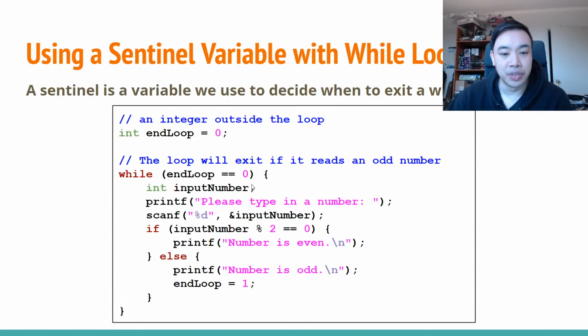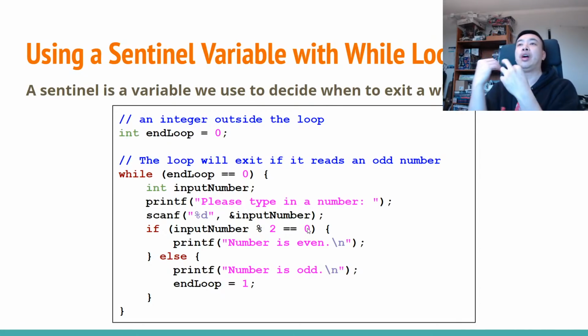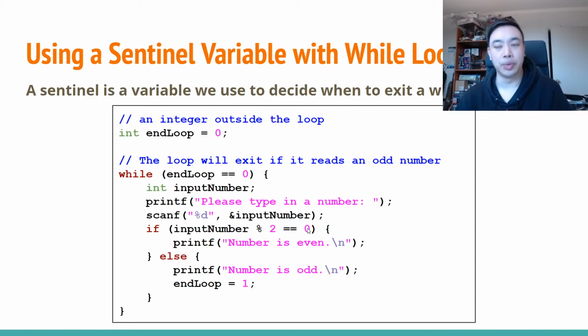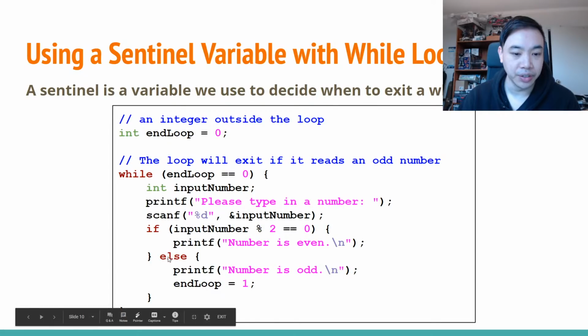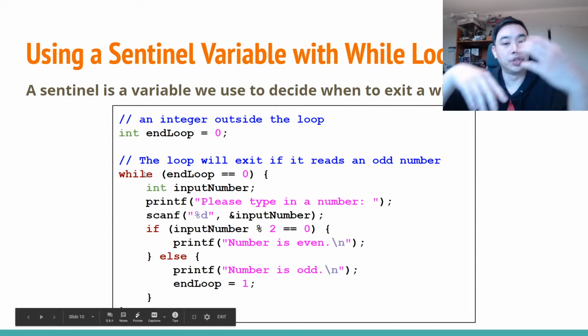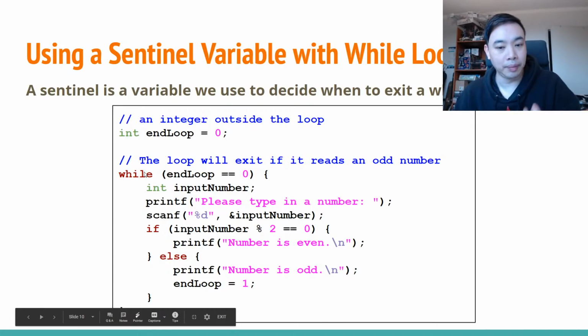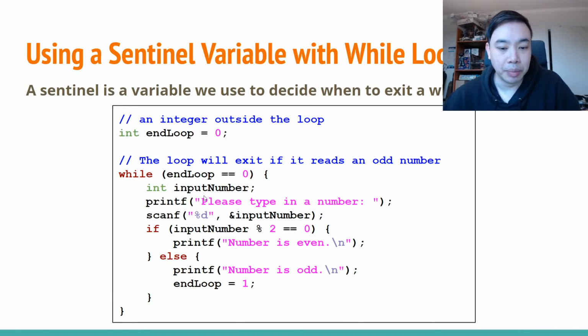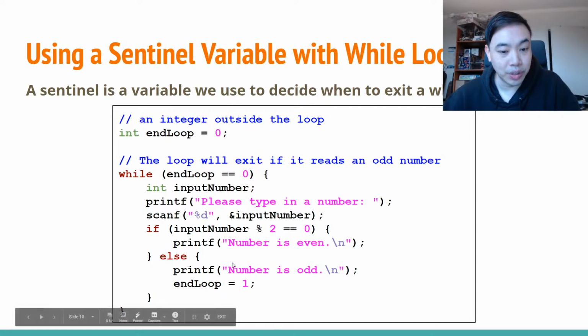So if end loop is equal to 0, we make a number, we ask the user to type in a number, and we scan in that number. This is the kind of code we looked at last week for just generally taking input. Then we do an if else here. We say if the number mod 2 is equal to 0. If I mod something by 2 and it's equal to 0, that means it's divisible by 2, so it's an even number. I'll print even number, and I'll end that if statement. I won't run the else because the if was true, and I'll come around again. So basically this code will just keep running and accepting even numbers, unless we type in an odd number.